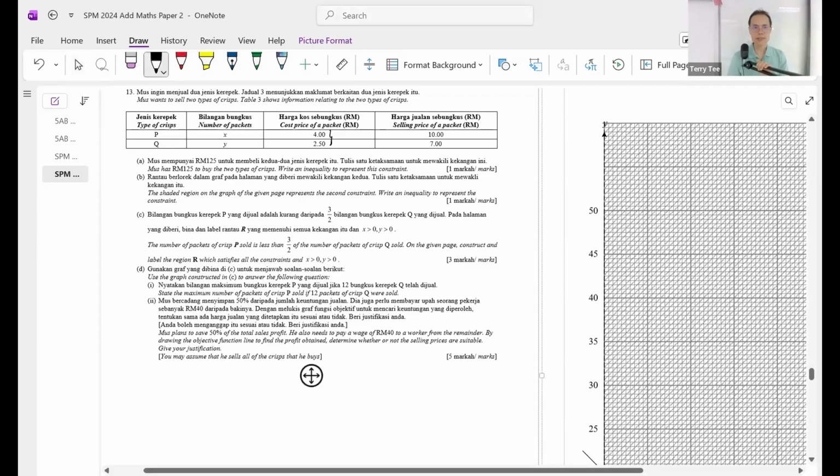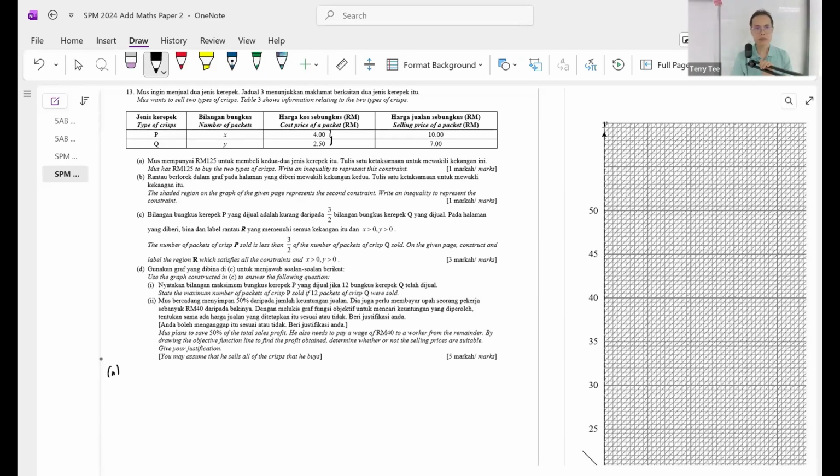So this is the cost price. If you spend 4 ringgit on one type, you bought X of it. 250 for the other, you bought Y of it. And the total amount of money he has is 125. So you cannot spend more than 125, right? So the first inequality is 4X plus 250Y less than or equal to 125. Now, personally, I like to get rid of decimals, but actually you can stop here. If you don't, times 2 is fine, but I'll times 2 to help me draw the graph easier. I just convert it to 8X plus 5Y less than or equal to 250.